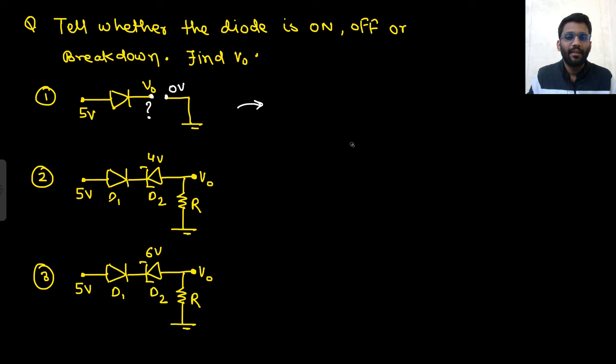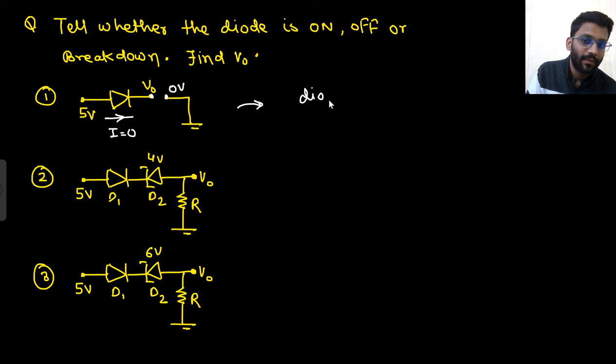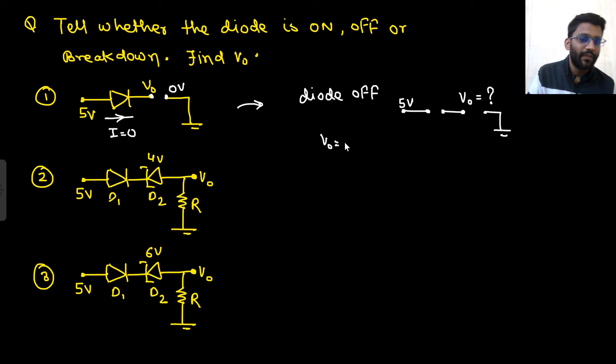Now in the same way, the circuit is open-circuited. That means the diode will conduct zero current. That means the diode is off, because it is open-ended. So this is 5 volt, the diode will be open circuited, this is V naught, and this here is grounded. Can you tell the value of V naught? We can't define the V naught value. No one will say it is zero. We can't define it, that's the correct answer. Understood?